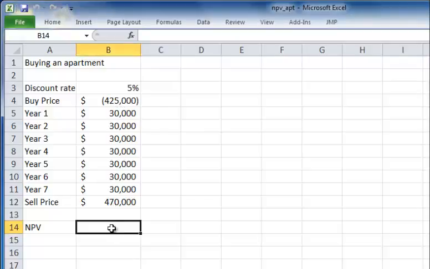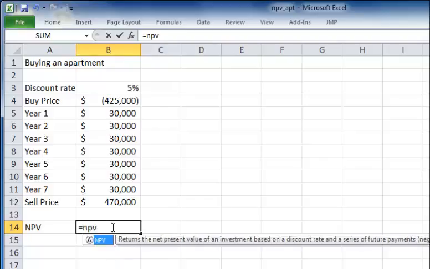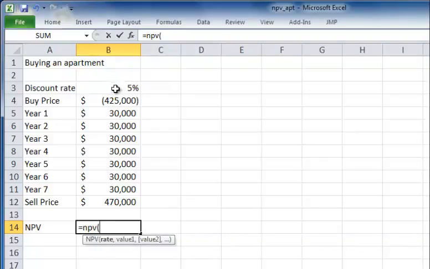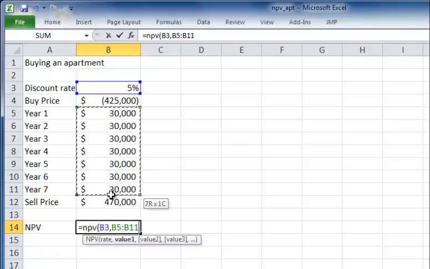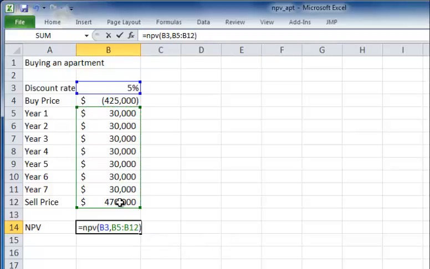Having said that, the function itself is very straightforward to use. It just requires, first of all, a discount rate, which we specify in cell B3, 5%, and then the series of cash inflow. So in this example, it is from year 1 until the end of the horizon where Thomas sells the apartment. And the last one is we can close this NPV calculation.